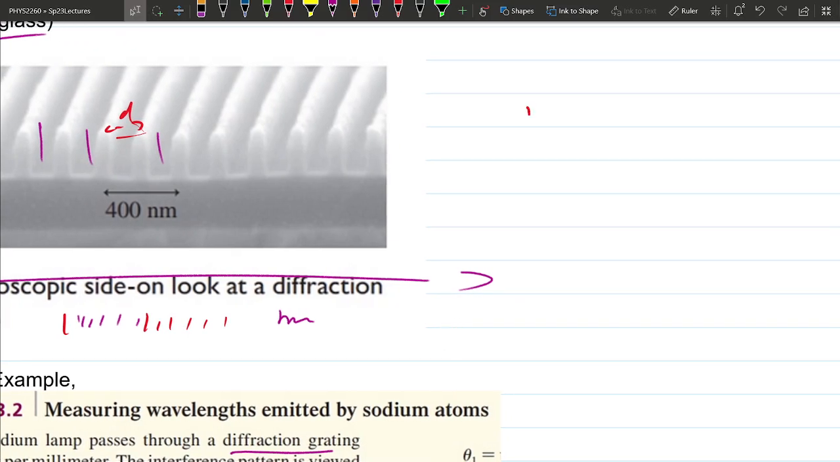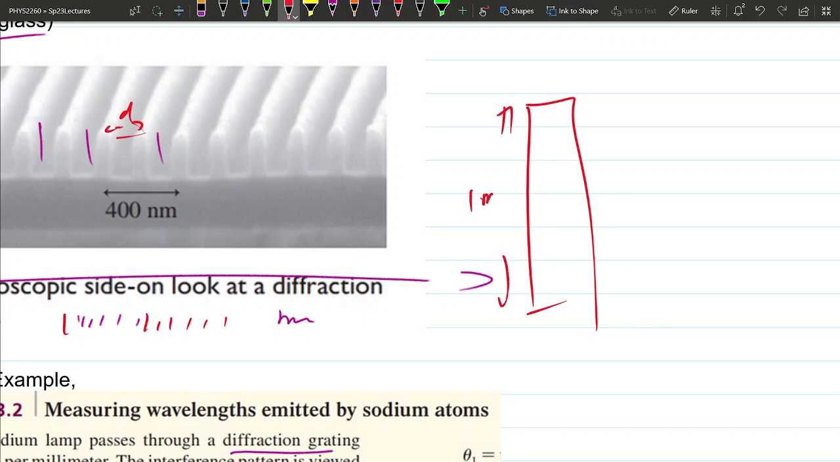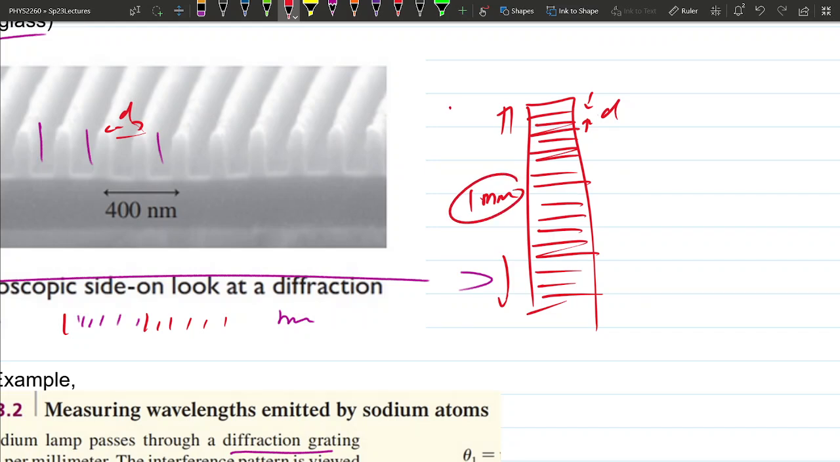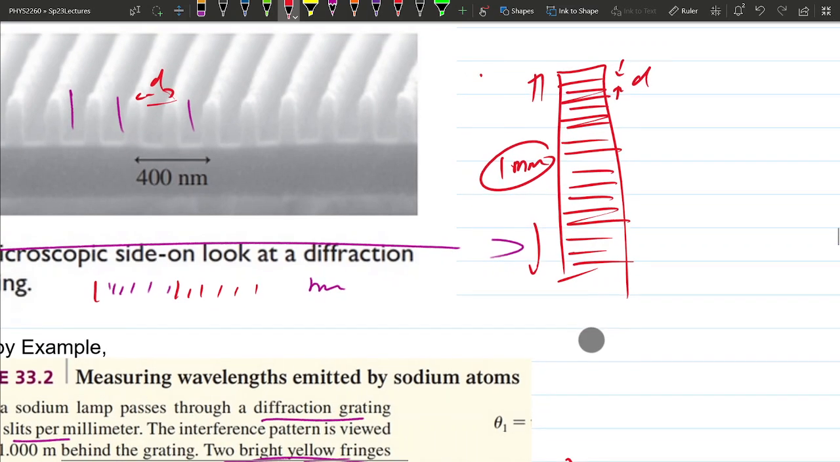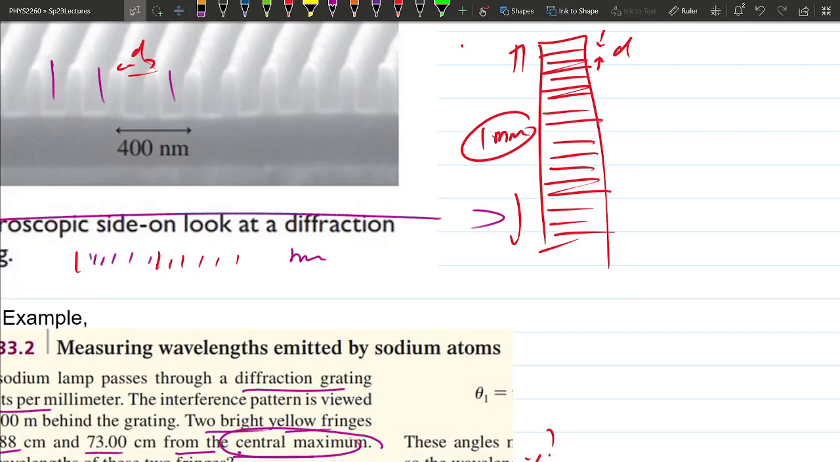Okay, let's do this by drawing, right? You know how I love drawing, right? So we have this diffraction grating. If you take a millimeter of it, they're saying that there's going to be 1,000 slits in it, right? So the width of each of these individual slits, which is actually the D that we want, should be this 1 millimeter divided by the number of slits, right? Just as if you have something that's 1 meter long and you divide it by 100, there'll be 1/100th of a meter, right?